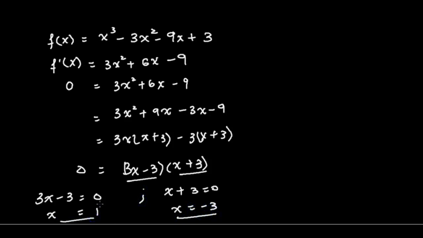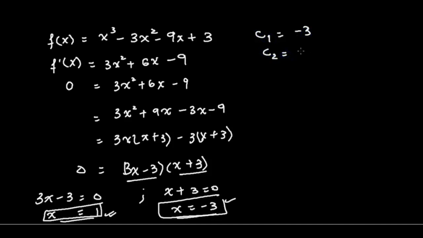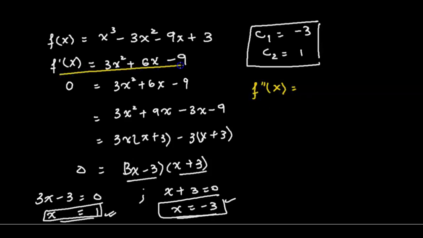In this, we get to know that we have two critical numbers. One is 1 and the other is negative 3. So critical number 1 is negative 3 and critical number 2 is 1. We would keep these critical numbers on the side, and now we would be finding the second derivative of this function. The second derivative is just the derivative of the first derivative. Since the first derivative equation is this, the second derivative would be 6x plus 6.